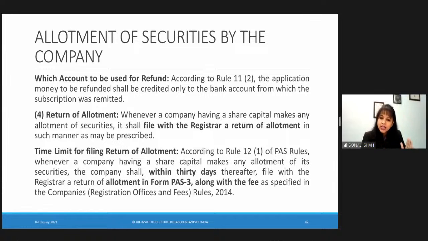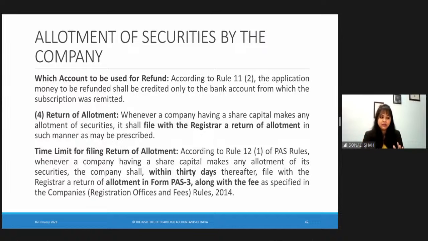When the securities are allotted, the return of allotment of securities has to be filed within 30 days in the form number PAS3 along with the fee that is prescribed.